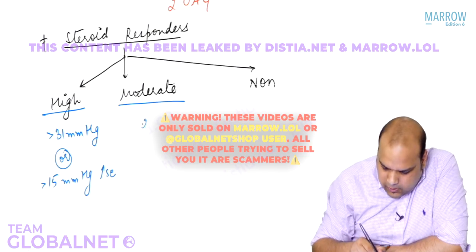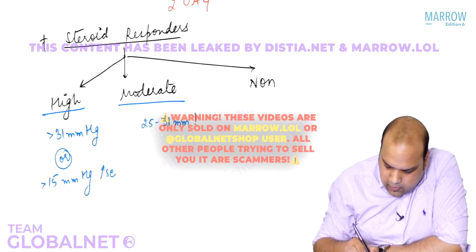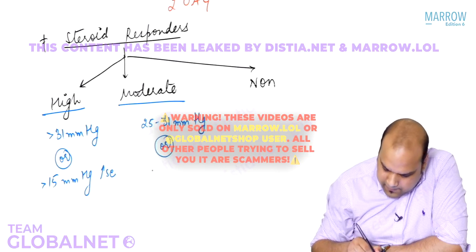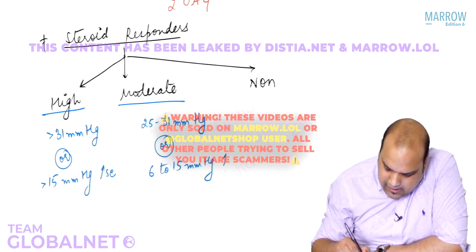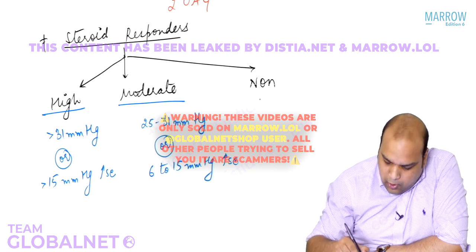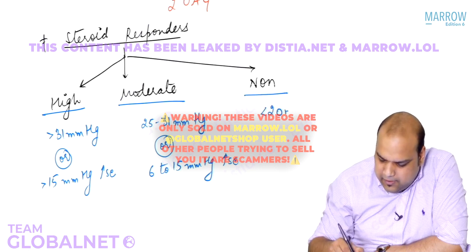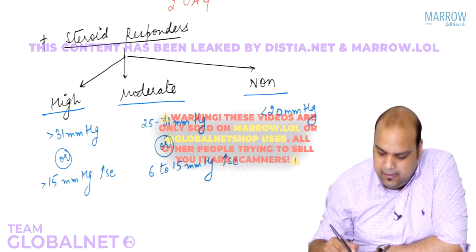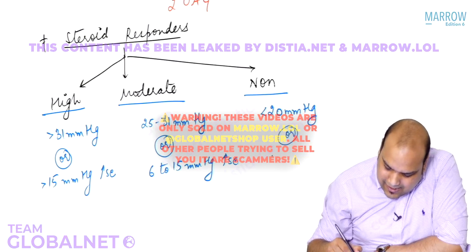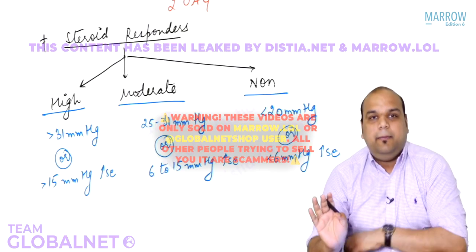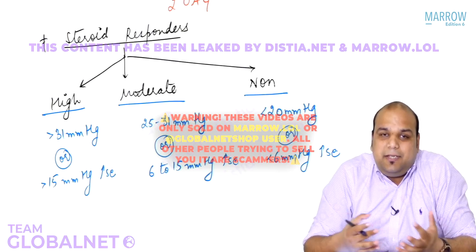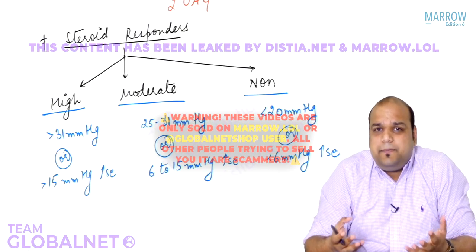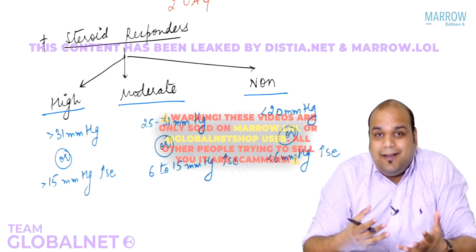Moderate have 25 to 31 mmHg IOP, or 6 to 15 mmHg increase in IOP. Non-responders, their IOP even after steroids remains less than 20, or there is an increase of less than 6 mmHg. Am I clear? So once you have given steroids, you need to see which category the patient falls in. If the patient is a non-responder of steroid, it is safe to prescribe steroids. But if the patient is a high responder, you can't.